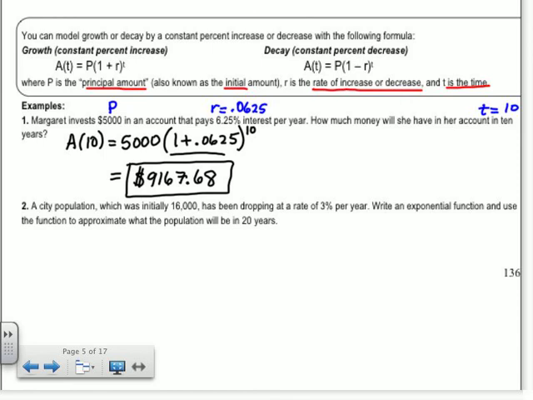So number 2, a city population which was initially 16,000. So P is 16,000, has been dropping at a rate of 3% per year. So my rate is 0.03. Write an exponential function and use the function to approximate what the population will be in 20 years. So T is 20. So whenever it says write an exponential function, that means leave T in it. So leave T in your equation.